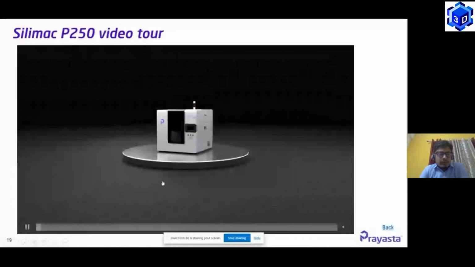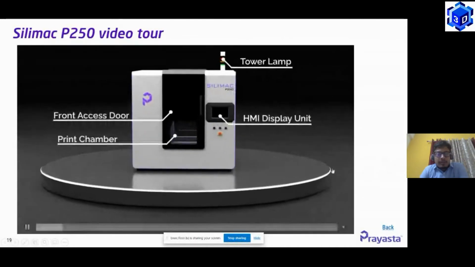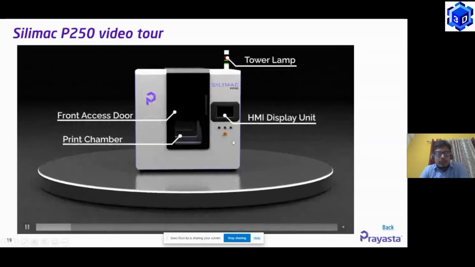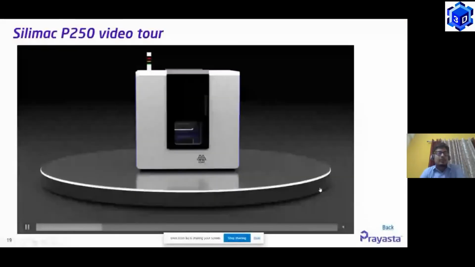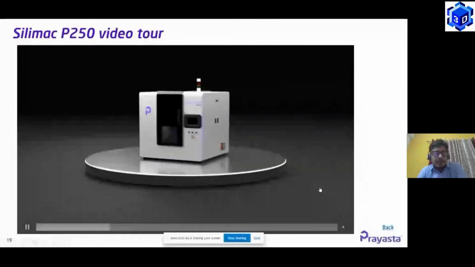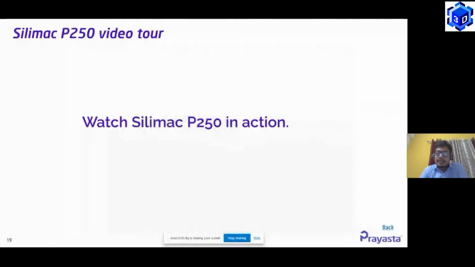So just a small video of what this printer is. So this is the machine. It might look smaller, but it's a large machine, as I showed you earlier. A front door as well as an HMI display and everything, and a back door also. So the machine is designed so that you can run a conveyor belt through it if needed to get the scale.